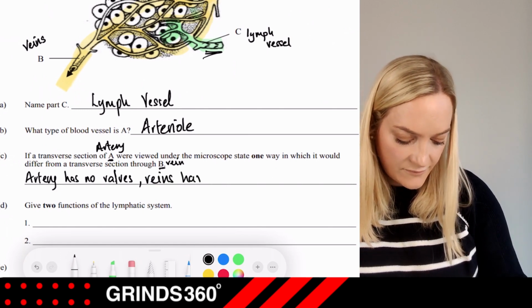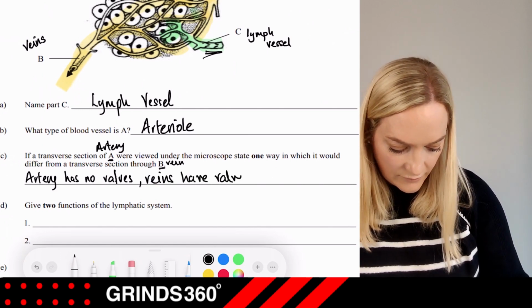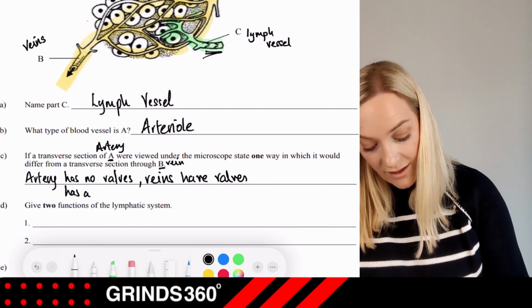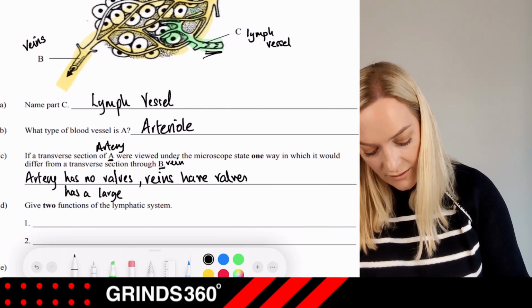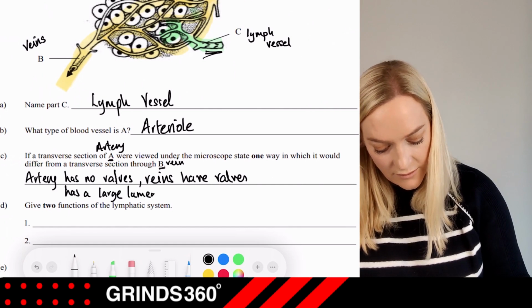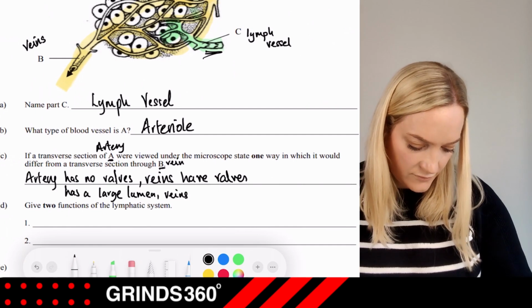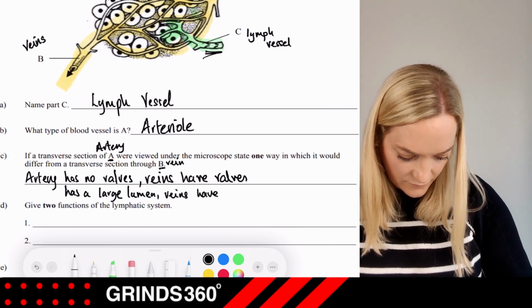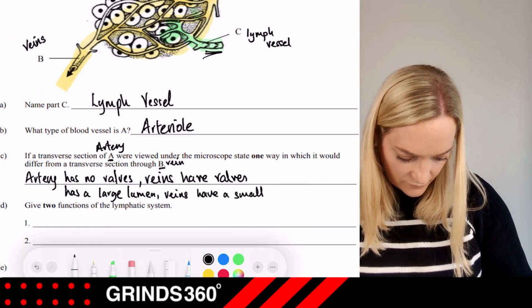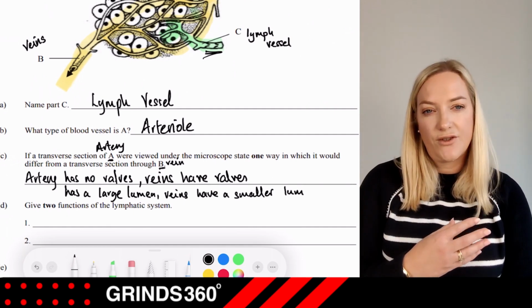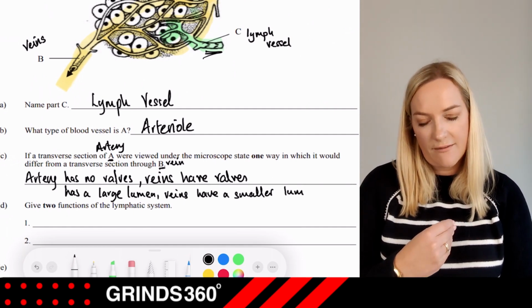Veins have valves. Now you could also say your artery has a large lumen. Veins have a smaller lumen. And you could say arteries have thick walls, veins have thin walls.